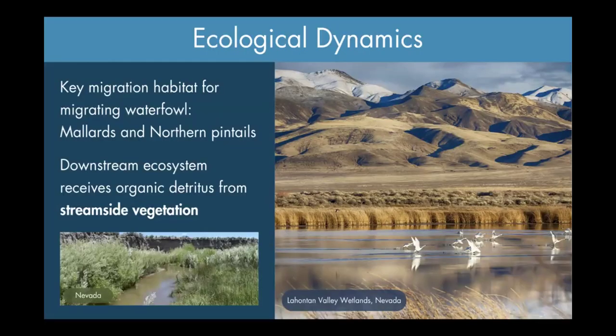This community provides key migration habitat for migrating waterfowl, like mallards, northern pintails, and the Wilson's phalarope discussed last slide. These habitats are also important for downstream ecosystems. Stream habitats, in particular, transfer organic matter through ecosystems. Dissolved, fine, and coarse particulate organic material flows through streams. The downstream ecosystem receives organic detritus from streamside vegetation that has been partially decomposed by aquatic invertebrates. Remember streamside vegetation because it's very important to these habitats.